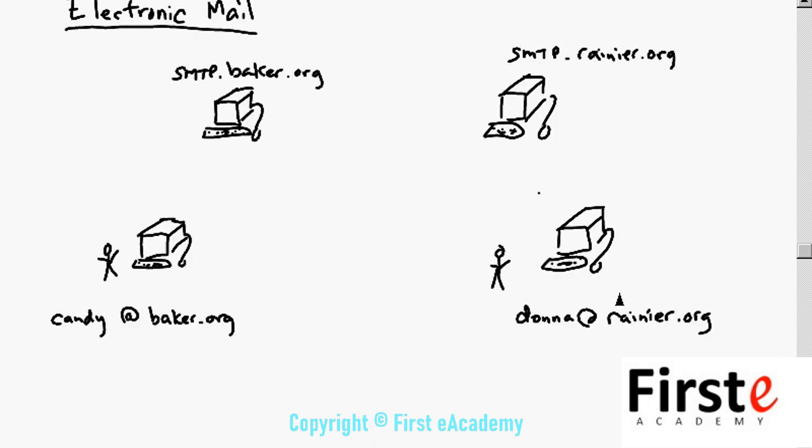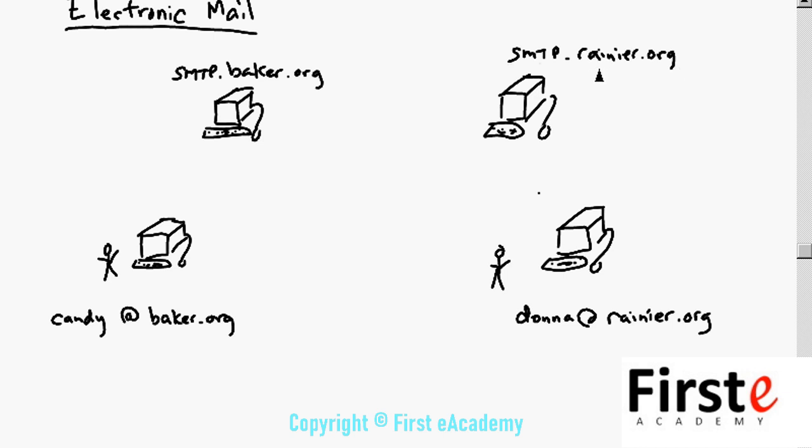Here I've drawn out a diagram. There's a user over here, Candy, and her system over here is called baker.org. Then her friend over here is Donna, and her system over here is called Rainier.org. They have their own local machines here. I haven't named these actual machines, but they have these machines that they log on to that are the workstations on their desks. And then there are mail servers for each of their organizations. I've just called those mail servers smtp.baker.org and smtp.rainier.org.